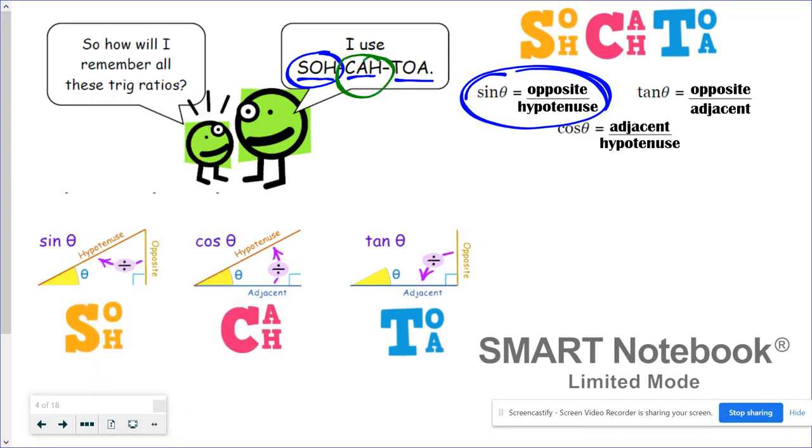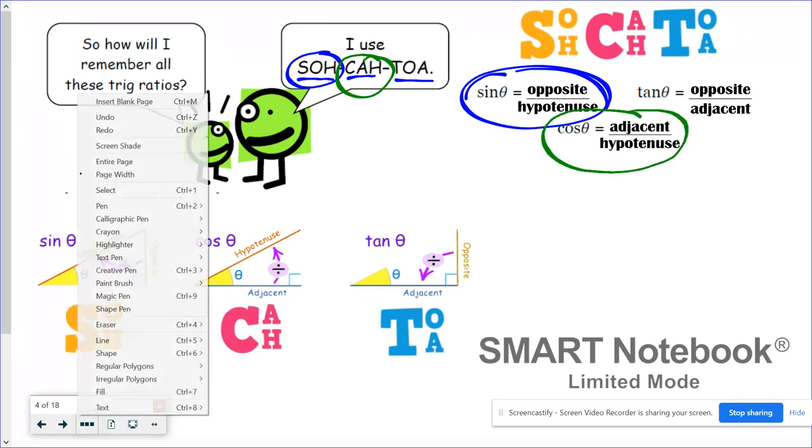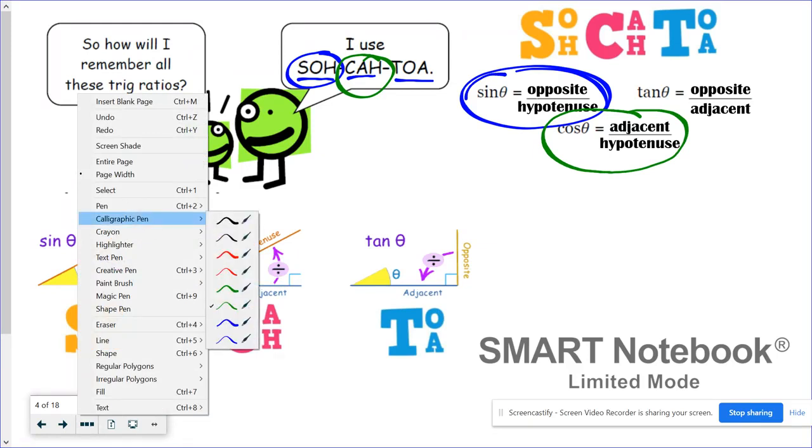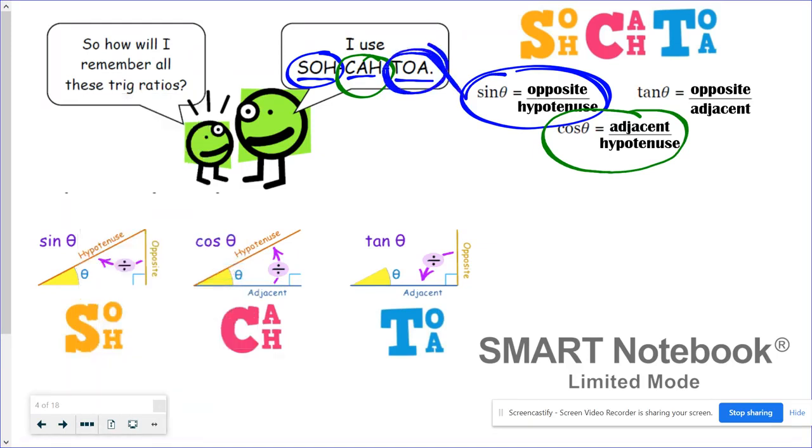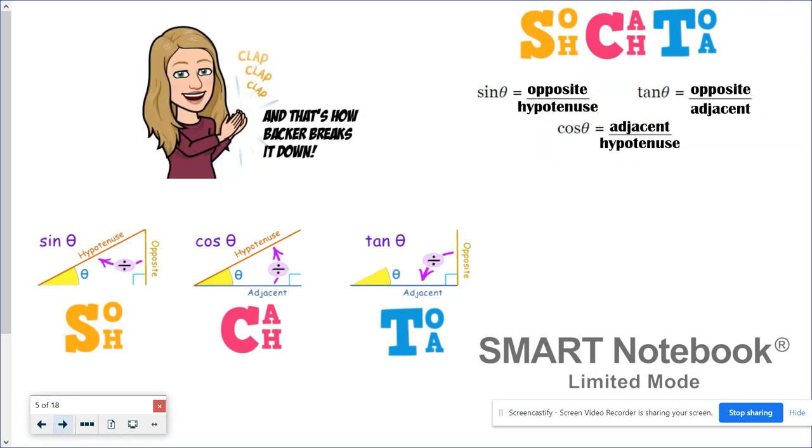The CAH in SOHCAHTOA is for cosine. The cosine is the adjacent over the hypotenuse. And then TOA, that's all about tangent, and tangent is the opposite over the adjacent. And so this is how we can remember our big three trig ratios: sine, cosine, and tangent.